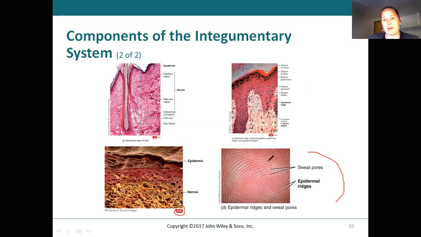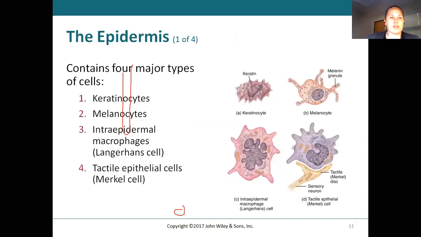So let's say this first exam comes and you're starting to get a little worried, it's possible that those sweat pores in your hands are going to get activated and you'll maybe get some sweaty palms. So that's where those sweat pores are located, right there next to those epidermal ridges.